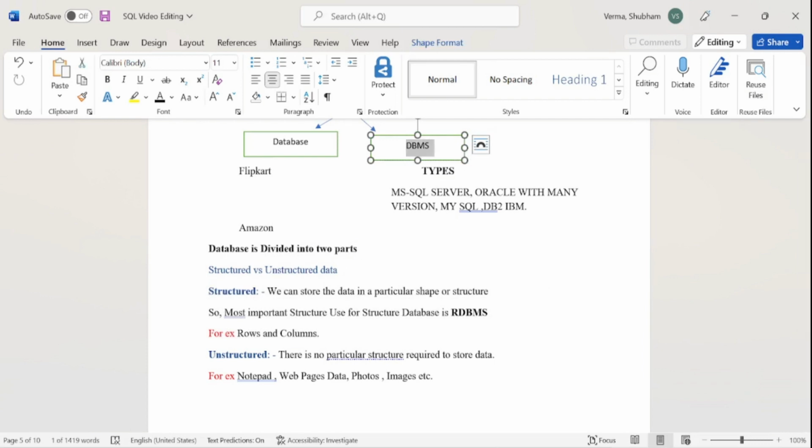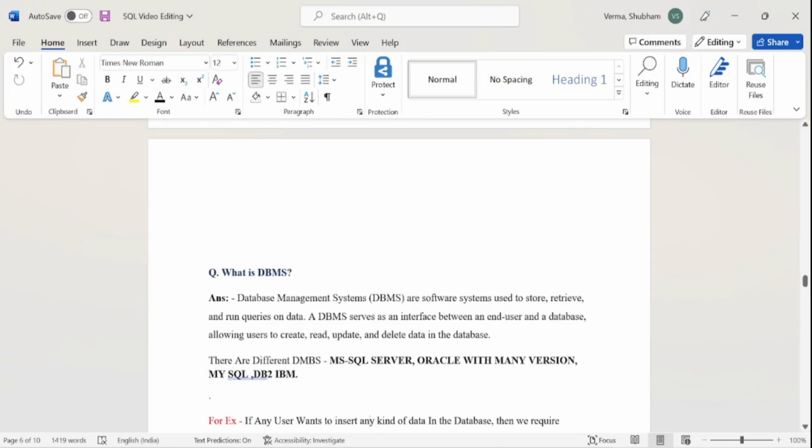So guys, let's suppose we fetch a lot of data from different sites, servers or programs. Or we can store that data in hard drives, servers and so on. So what do we do with that data? Obviously, the user will access that data. So let's understand the definition of DBMS first. What it says: DBMS stands for Database Management System. DBMS are software systems used to store, retrieve and run queries on data. A DBMS serves as an interface between an end user and a database, allowing users to create, read, update and delete data in the database.